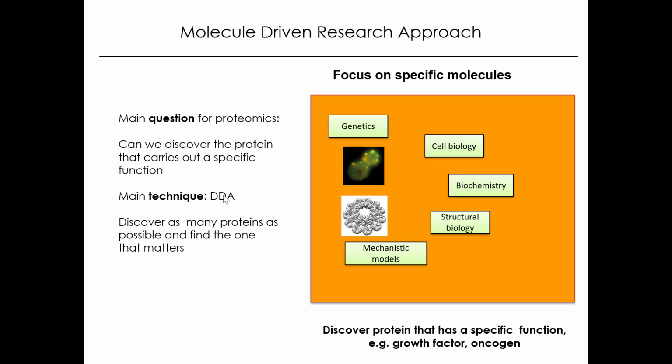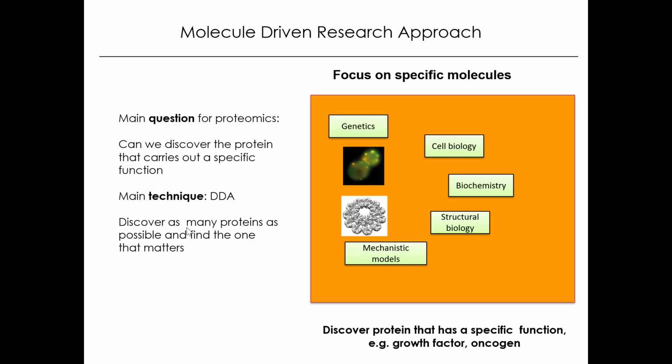And this is usually then a biological assay that is being set up. So the question in this, which has actually dominated proteomics till extremely recently and to some extent today, would be, can we discover a protein that carries out a specific function? And for that, the best technique is discovery proteomics, clearly, because we can discover such proteins. And the approach was to discover as many proteins as possible and find in that large number of proteins, 10,000, 12,000 proteins, the one that really matters. It matters in the sense that it carries out the function we would like to study.